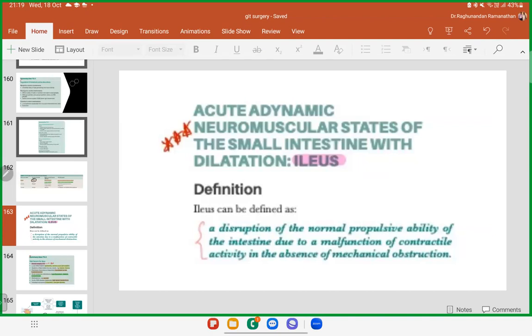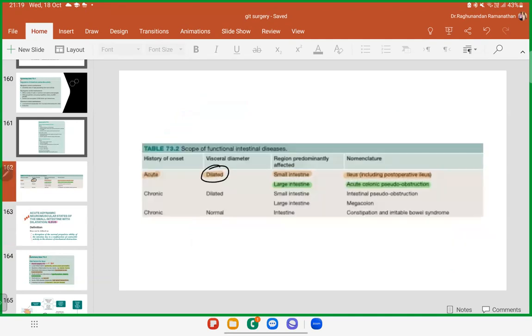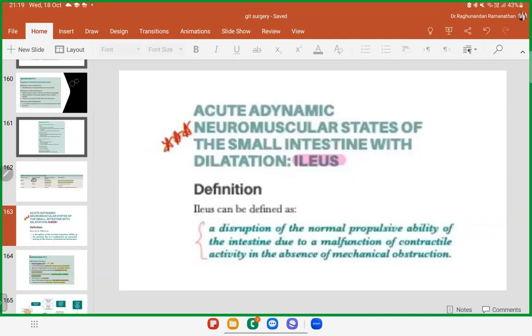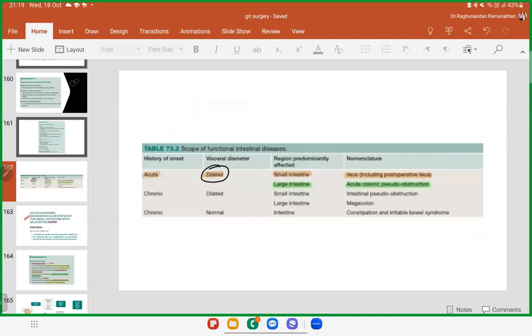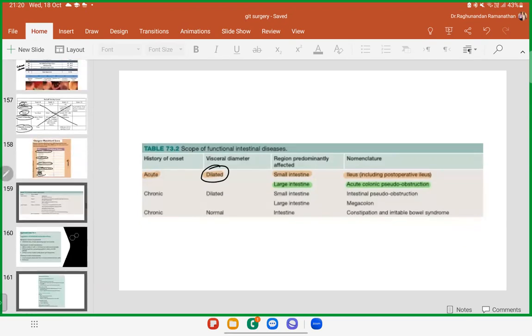So that is going to be an ileus. What is ileus basically? Paralytic ileus is a disruption of the normal propulsive ability of the intestine due to malfunctioning of contractile activity in the absence of mechanical obstruction. So that is called your adynamic intestine. Before moving into that, I just wanted to discuss a few things about this adynamic.